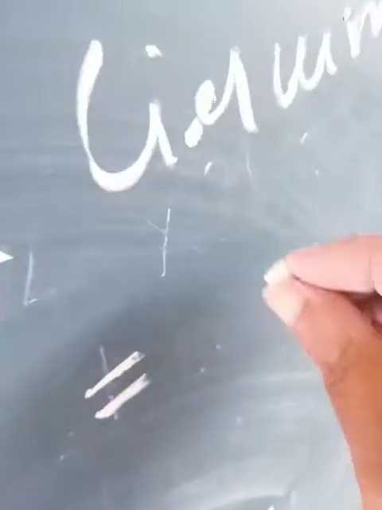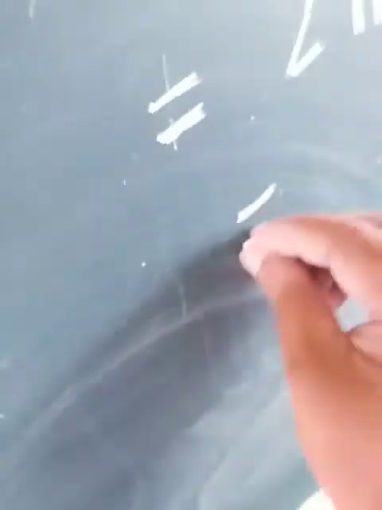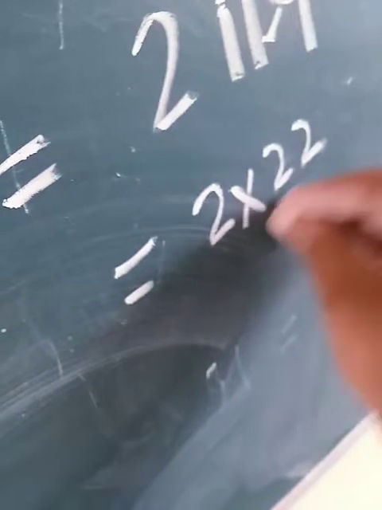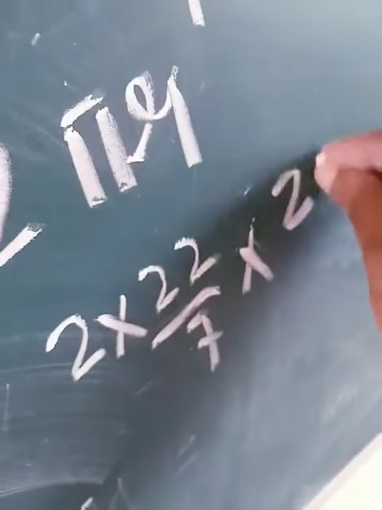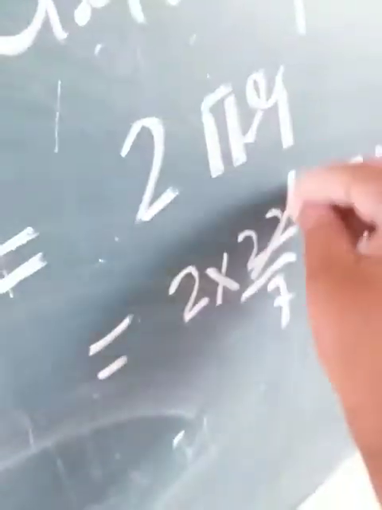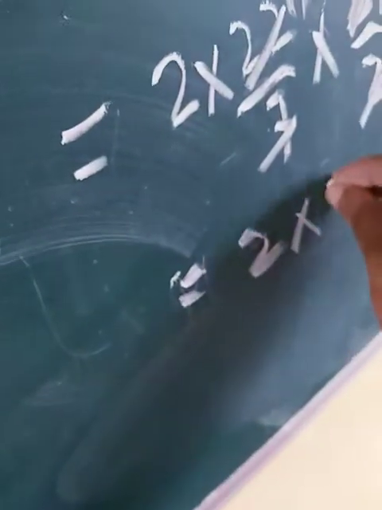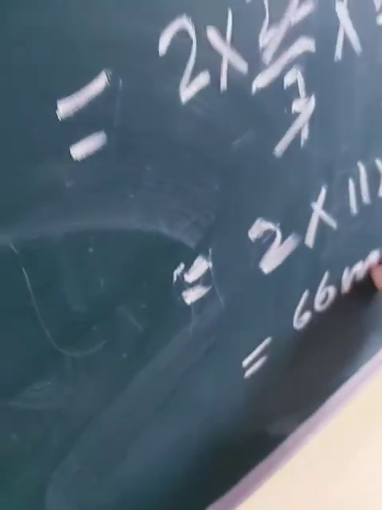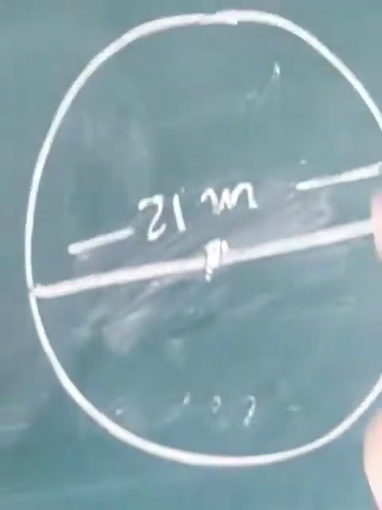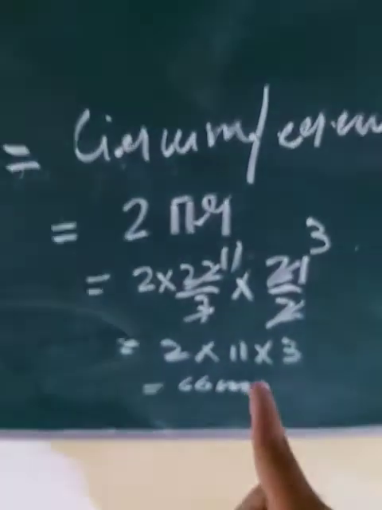Okay. Now that will be equals to, what is the formula? 2 pi r. 2 pi r means 2 into 22 by 7 into 21 by 2. Now reduce it. 11, 3. Now it will be 2 into 11 into 3, which will be equals to 66 meter. So if a gardener wants to fence this entire garden, then the length of the rope would be 66 meter.